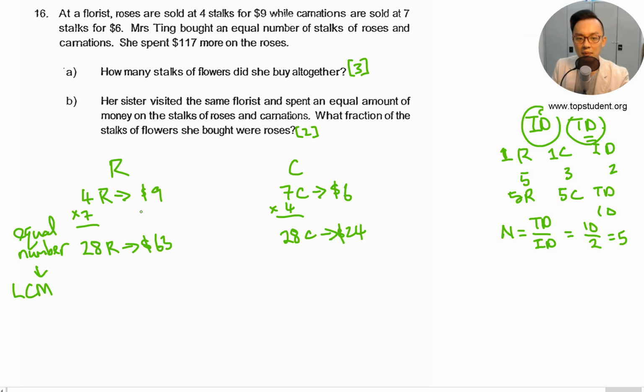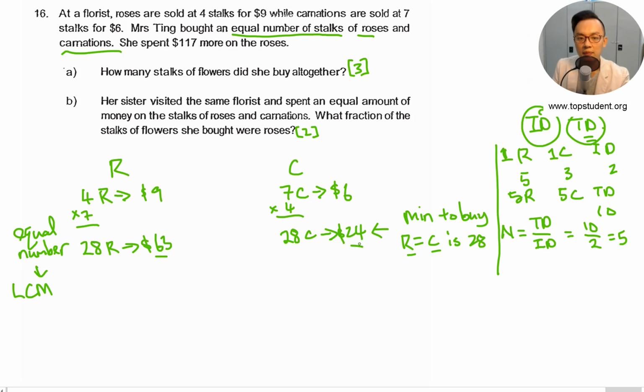And 6 times 4 is $24. So that is the minimum that I can buy. What this statement is trying to say is that the minimum I can buy in order to have an equal number of roses and carnations is 28. That's 7 times 4, 28 carnations, and 4 times 7, 28 roses. And I need to spend a minimum of $63 plus $24.